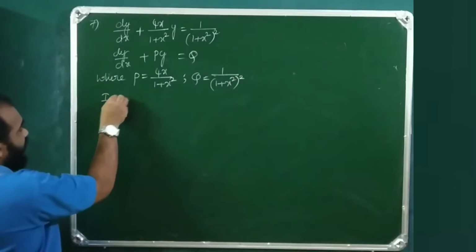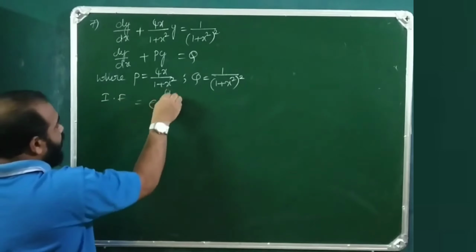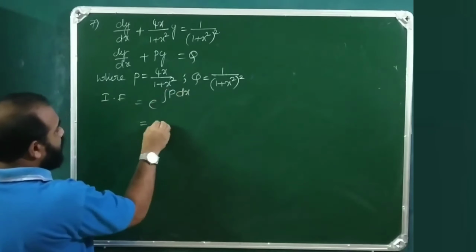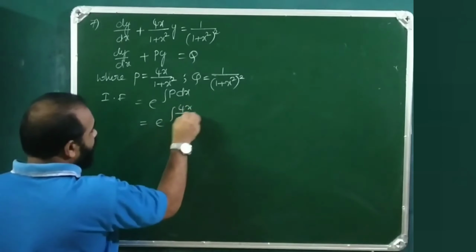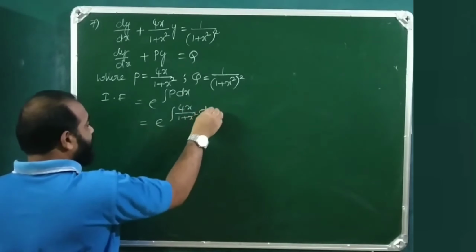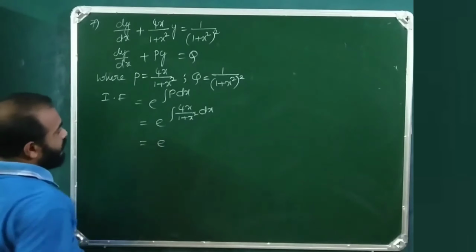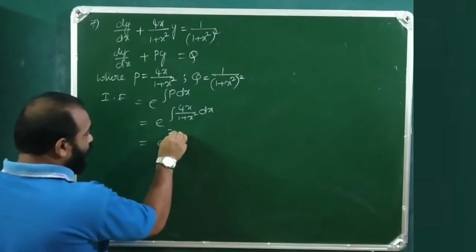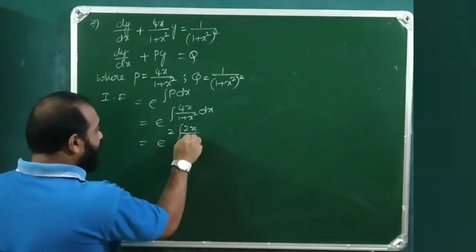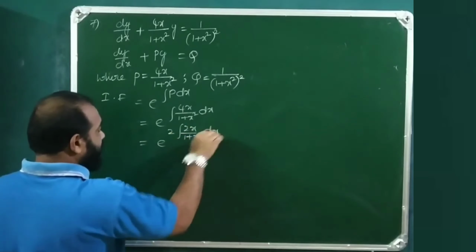Now the integrating factor is e^(∫P dx), where P is 4x/(1 + x²) dx. So e to the power of this. This 4x can be written as 2 times 2x/(1 + x²) dx.